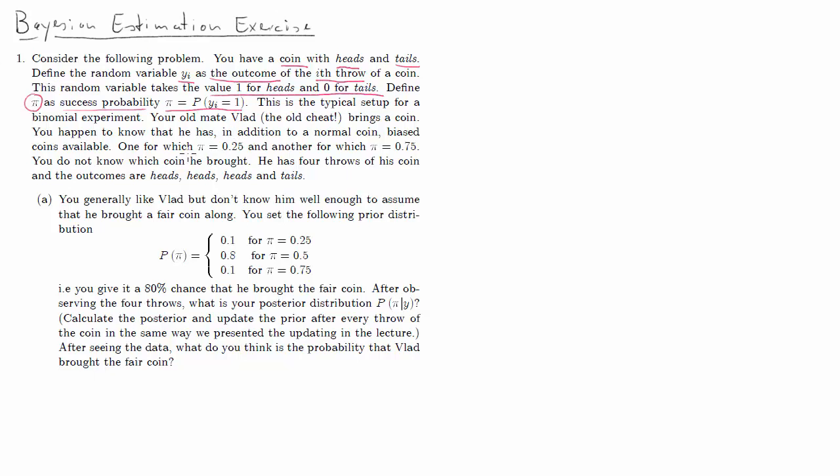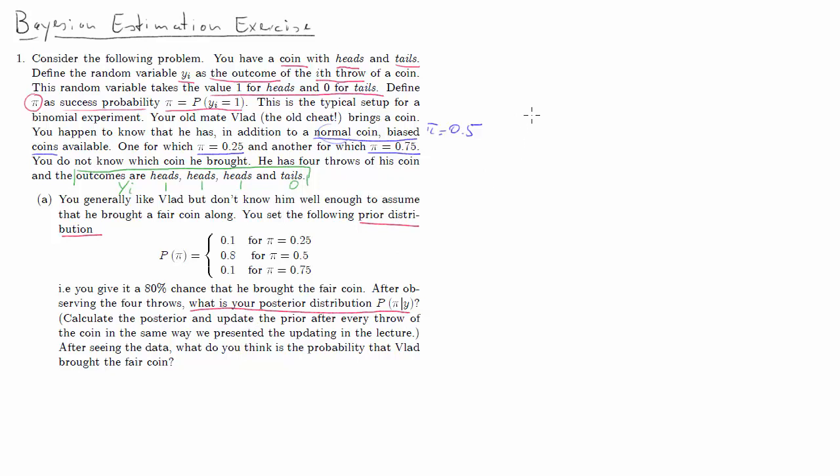Now, our old friend Vlad is a bit of a sly character. He has indeed a normal coin in which the probability is 50%, but he also has two biased coins in which the probabilities will be 25 or 75% to find a head. So he comes and throws his coin 4 times, and we have therefore 4 outcomes, and they are 1, 1, 1, and 0, or 3 ones and then a 0. And we are now interested in which coin he brought, the fair one or the biased ones.